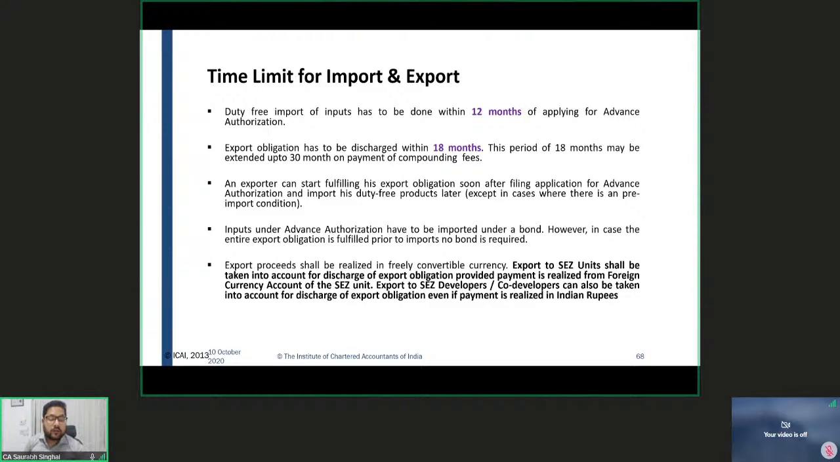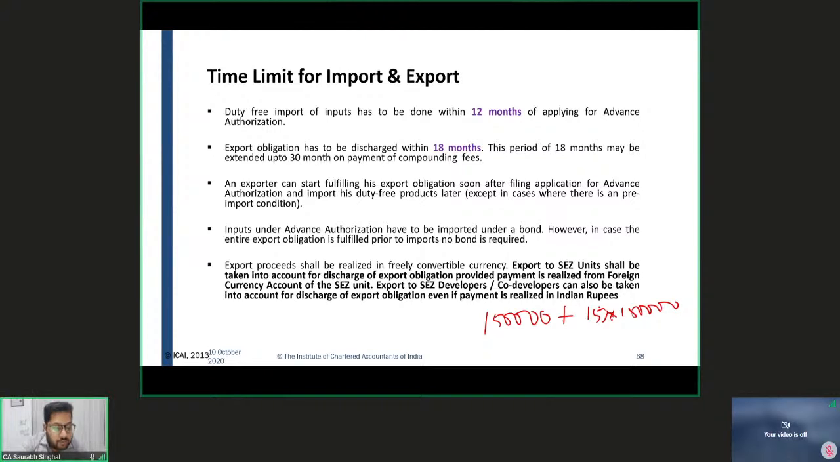Now, what is the time limit for making import of these inputs? Once you apply for an advance authorization and you get this authorization, within 12 months of procurement of this authorization from the DGFT department, you have to import the inputs. What is the time limit for completing your export obligation? The time limit for completing the export obligation, that is achieving 15% value addition and exporting the goods, is, so suppose you have imported goods worth rupees 1,50,000, then the time limit to reach 1,50,000 plus 15% of 1,50,000 is 18 months. From what date? From the date of issue of authorization. So you get 6 months more.